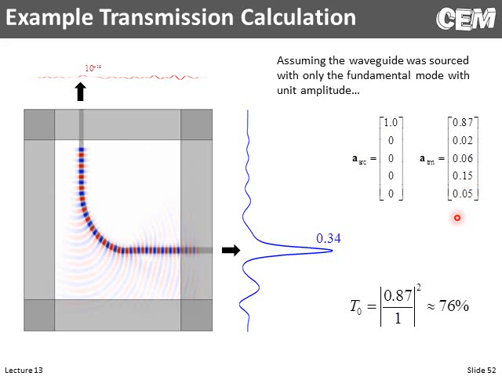So if we want to calculate the fraction of power that was transmitted in the fundamental mode, we'll take this weight, we'll divide it by this weight, and square it. So in this case, it turns out 76% of the power made it through that bend. So that means something like 24% has scattered out of the waveguide. So what we probably want to do is set up this model again with a more gradual bend radius and keep doing this until some 99% gets transmitted.